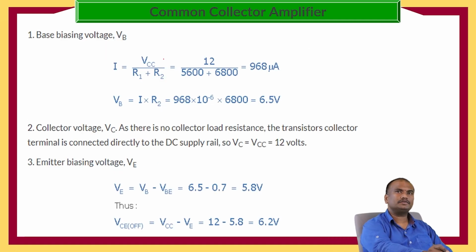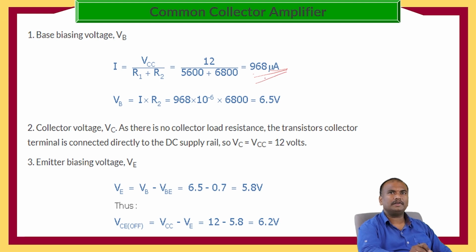Here I is equal to VCC by R1 plus R2, 12 by 5600 plus 6800, that is equal to 968 microamperes. Where VB is equal to I into R2, that is 968 into 10 to the power of minus 6 into 6800, and this value is 6.5 volts.